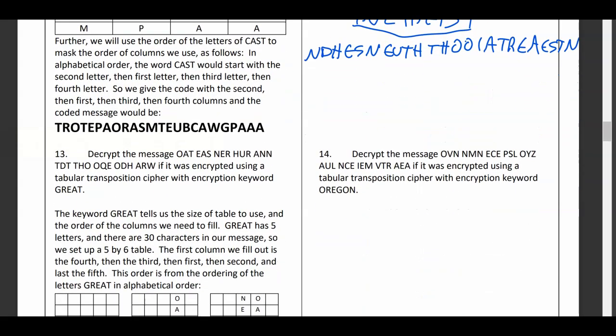Okay, here we have encryption, keyword was Oregon. So that gives us the size of the table.